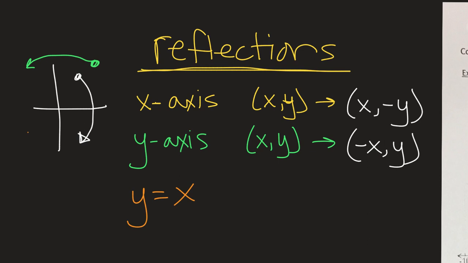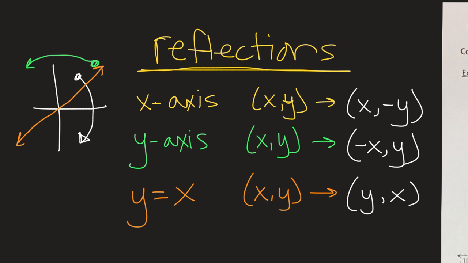Okay, and then we had the y equals x line. Remember, that's the positive 45-degree line that goes through your origin. What happened to all the points on a y equals x reflection? They switched. The x and the y switched places. So if I had a point at 0, 4, that would have reflected over to the point 4, 0. When you reflect over y equals x, the x and the y switch positions in your coordinates.